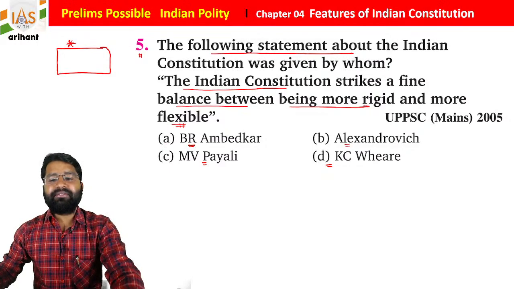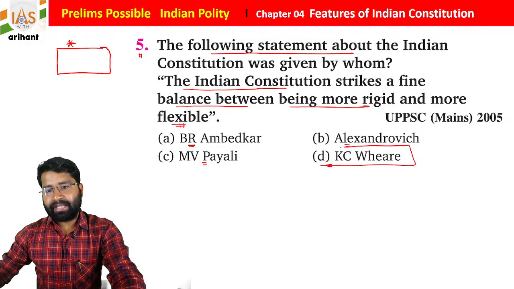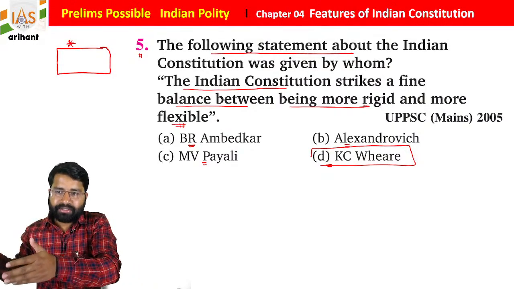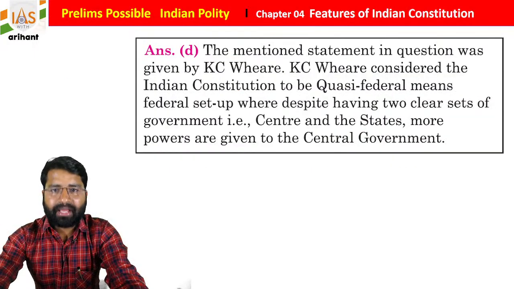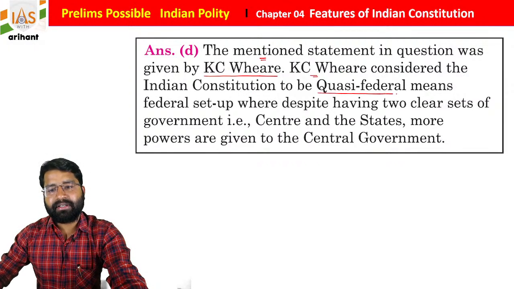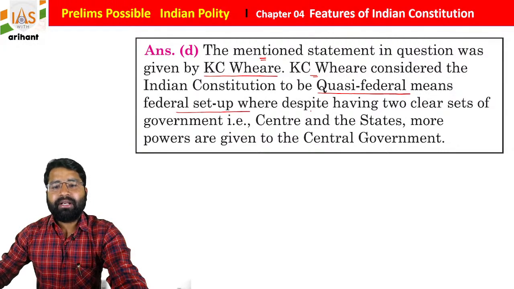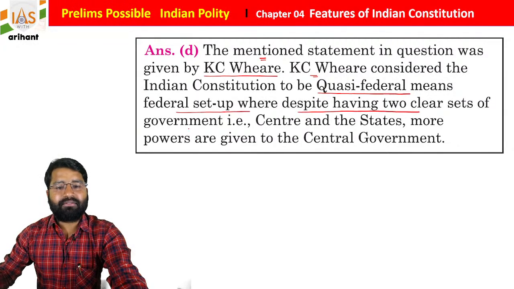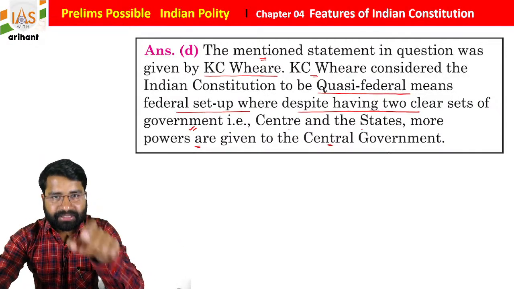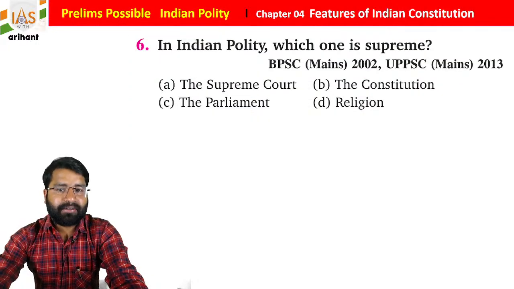It is basically K.C. Wheare. He stated that the Indian Constitution strikes a very fine balance between being more rigid and more flexible. So it depends on the situation. The statement in the question was given by K.C. Wheare. K.C. Wheare considered the Indian Constitution quasi-federal, meaning a federal setup where, despite having two clear sets of government, central and state, more power is given to the central government, students. So he also commented on the quasi-federal structure.